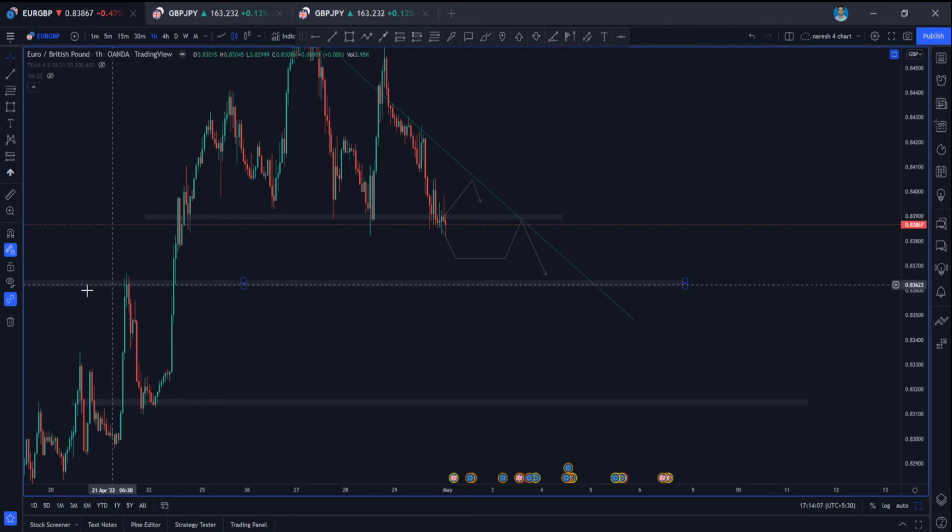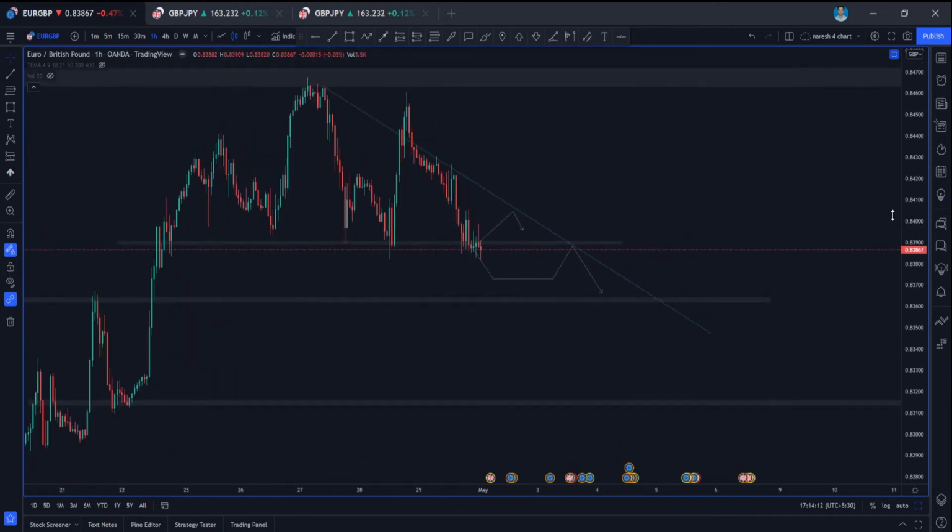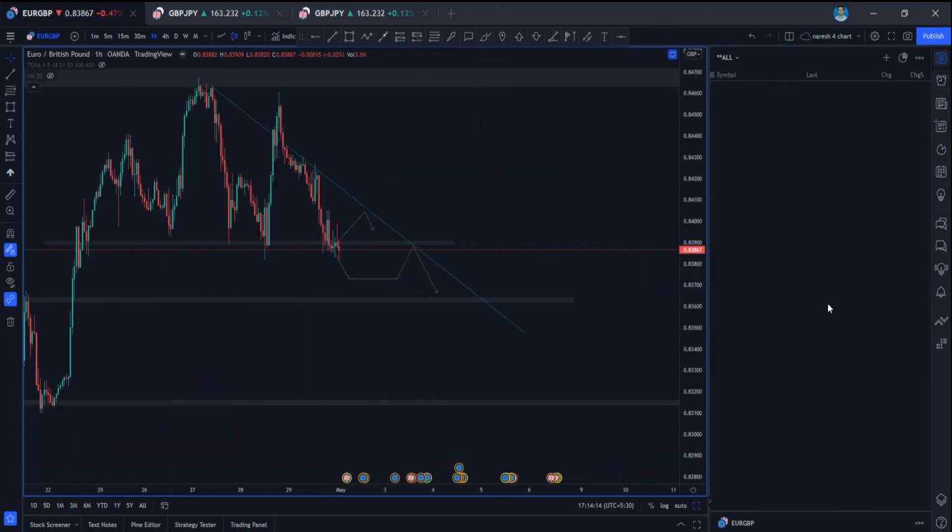So we have a pretty good trade on Euro GBP as well. Wait patiently and trade wisely, guys.